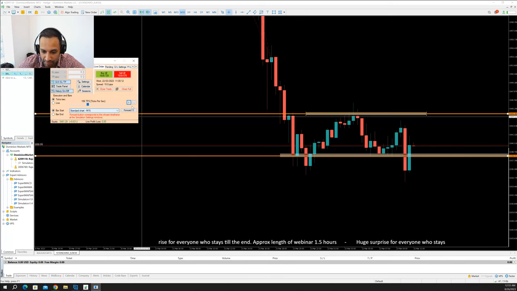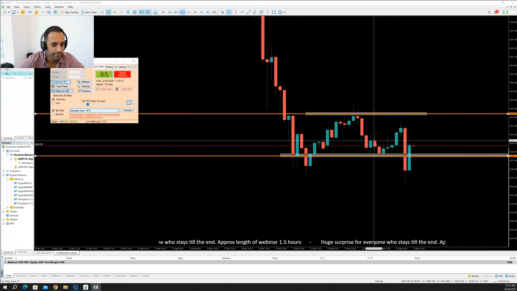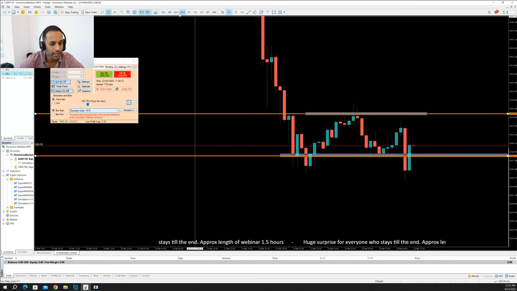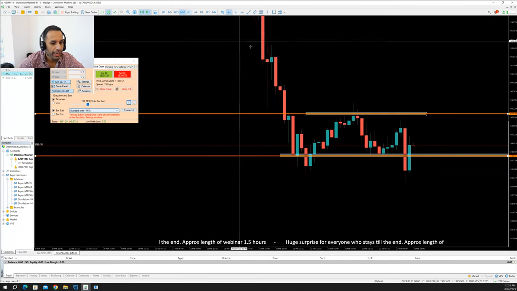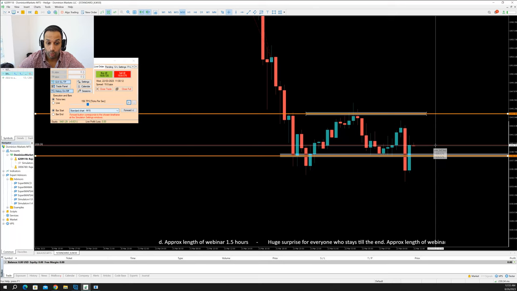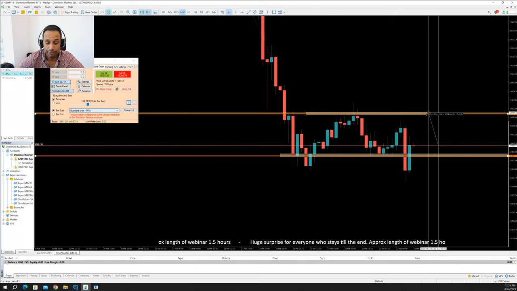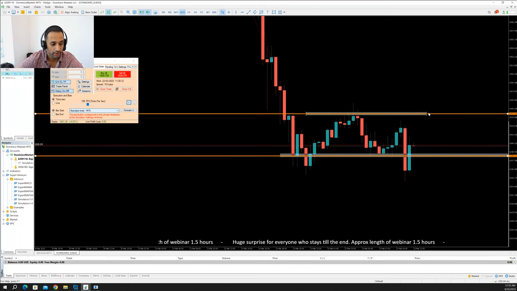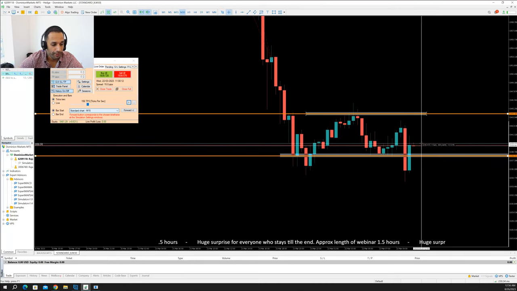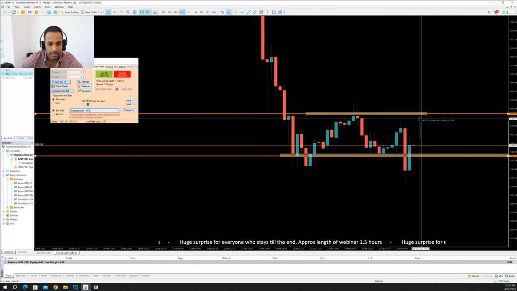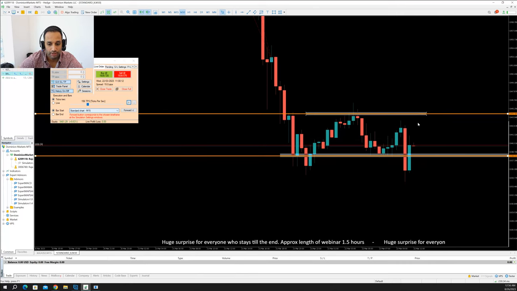Who knows about fake outs? They're easy. They're difficult. But as the professional I am, I think this is a really good fake out. Why? Because we have a 50 pip range for this potential fake out or whatever this is. It's like a 50 pip range.